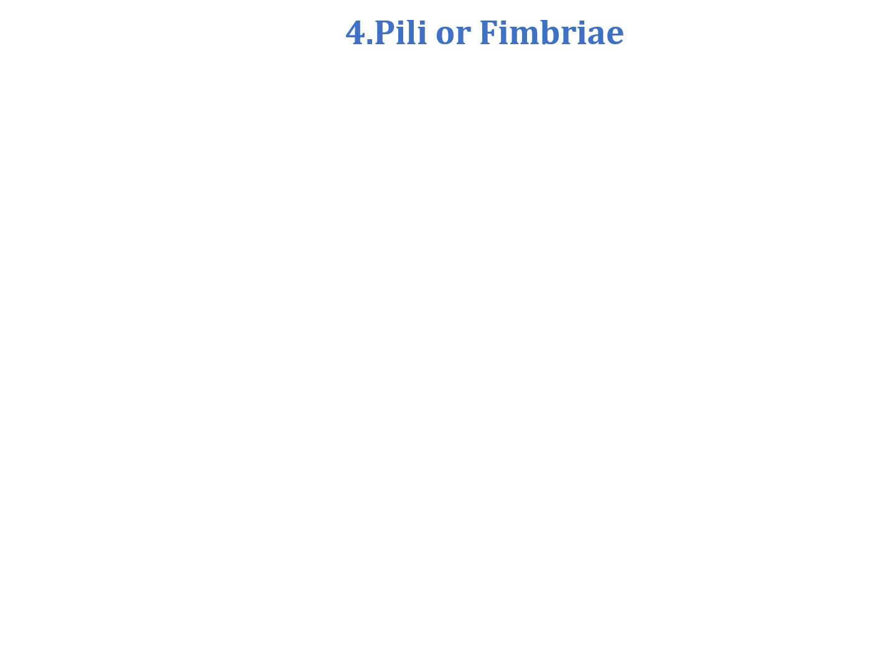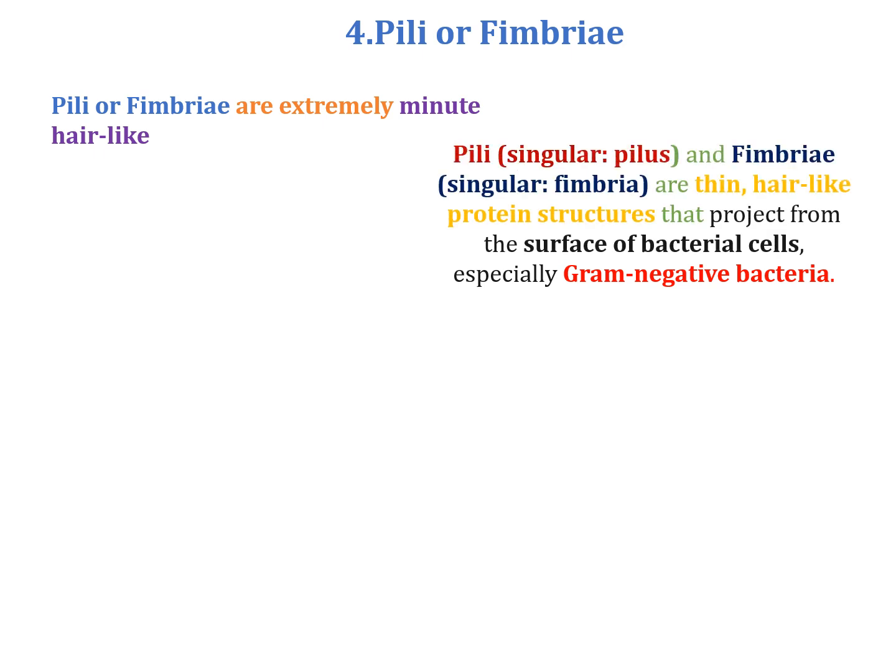Now next is structure of bacteria, that is pili, or we can say the fimbriae. Okay, so pili or fimbriae are extremely minute hair-like structures. Pili in plural and singular we say pilus, and fimbriae in plural and singular we say fimbria. Thin hair-like protein structures that project from the surface of bacterial cells, especially gram-negative bacteria. Right. Now structural characteristics.